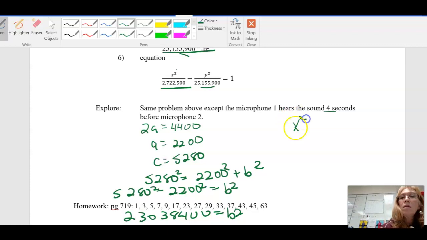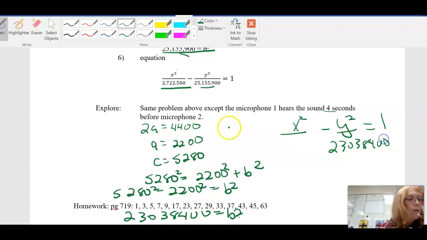And we've already got a squared. So it's x squared, because it's opening side to side, minus y squared equals 1. This number, 23,038,400, is your y squared, and the x squared is your 2,200 squared, which is 4,840,000. Okay, good luck. I hope you do well on your homework. Post questions if you have any.